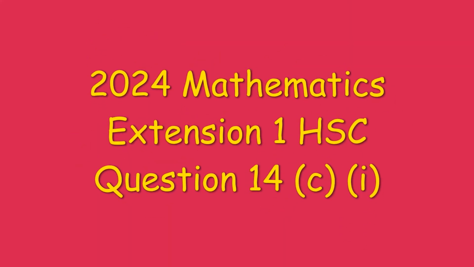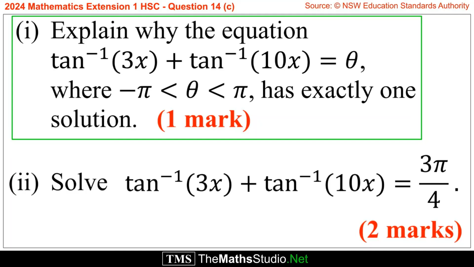Question 14, Part C. Part 1. Explain why the equation inverse tan of 3x plus inverse tan of 10x equals theta, where theta is greater than negative pi and less than pi, has exactly one solution.